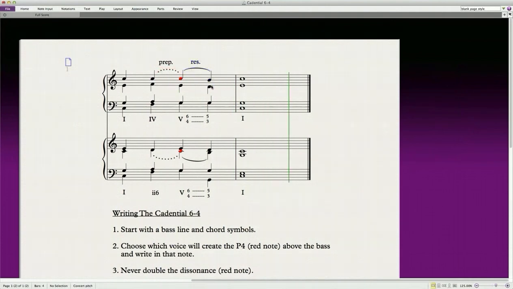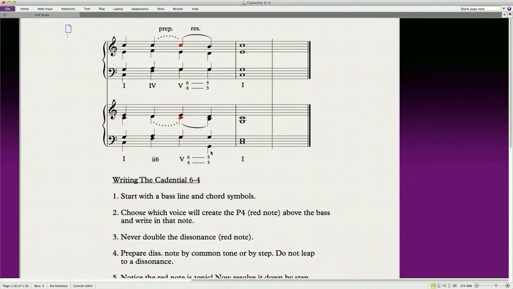Yeah, you'll often have that happen. That kind of parallel motion. Here it is again in the other example. It's just inverted. Because, of course, the dissonant note is in the alto.